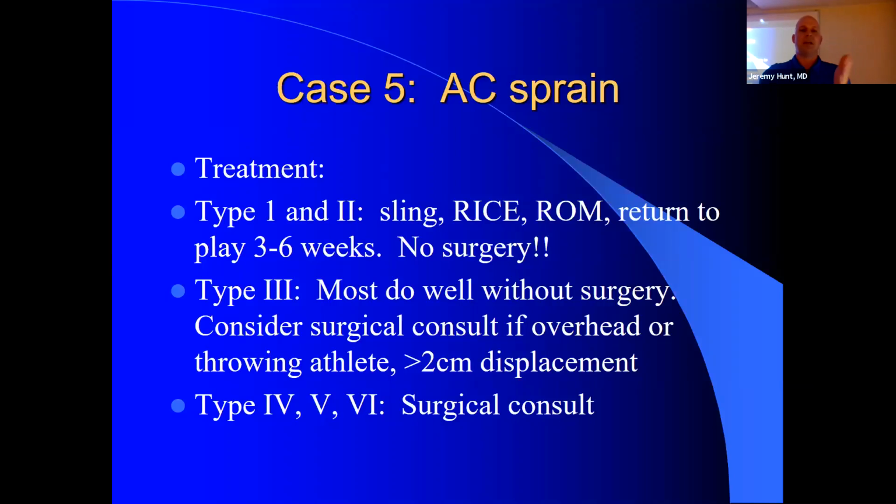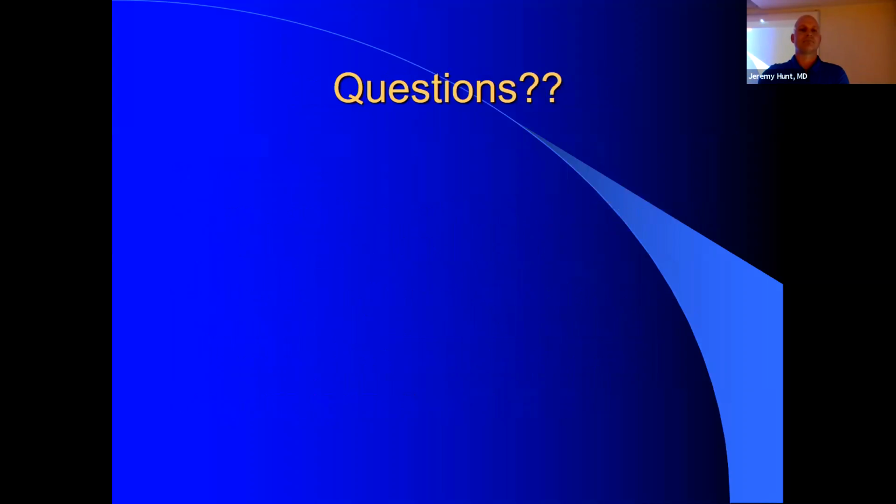So again, types 1 and 2 by far, no surgery. They can get back to play sometimes earlier than 3 to 6 weeks. It all depends on their sport and their function and how much discomfort they're in. But similar to an ankle sprain, they can return even though they're a little sore as long as they can function well and do the things required of their sport.